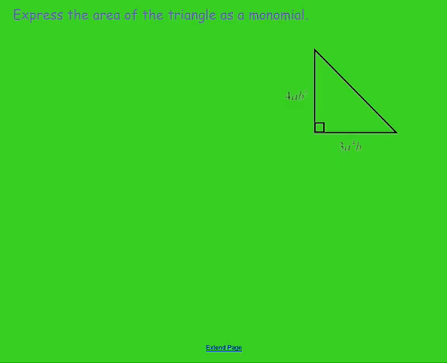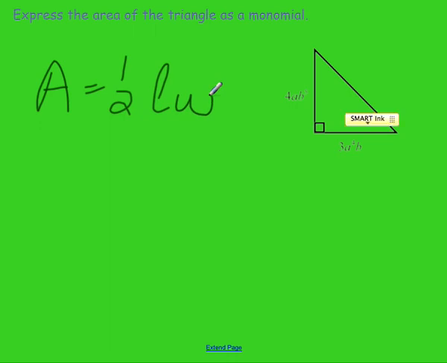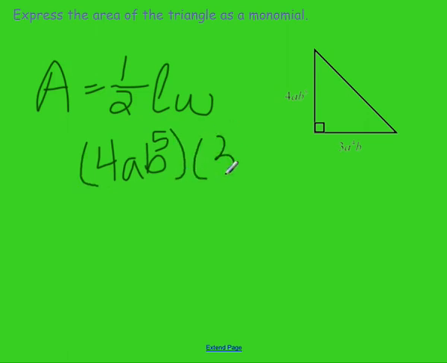All right, for number 12, express the area of the triangle as a monomial. So then area is equal to 1/2 length times width. So now we're still going to be multiplying the length times the width, but then we need to divide it by 2 once we're done. So we're taking 4a b to the 5th times 3a to the 4th b. And eventually we're going to be dividing that by 2.